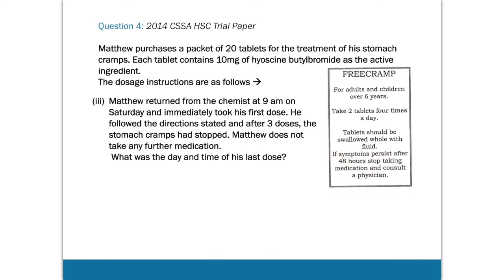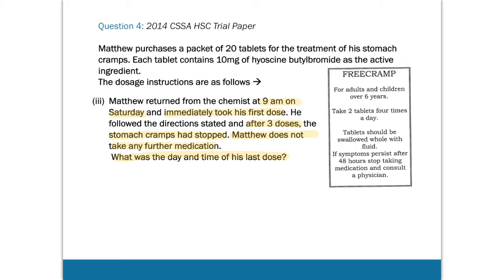Okay, Matthew returned from the chemist at 9 a.m. on Saturday. Let's just highlight a few things because this question is pretty long. So he got home at 9 a.m. on Saturday, right? And then he immediately took his first dose. He followed the directions stated, and after 3 doses, the stomach cramps had stopped. Matthew does not take any further medication. What was the date and time of his last dose?